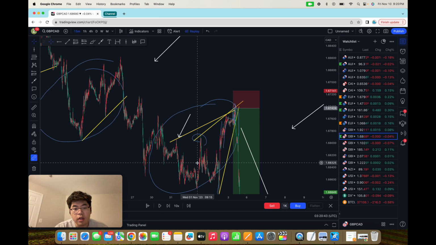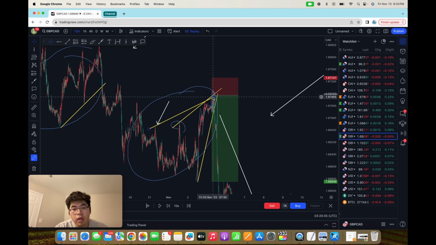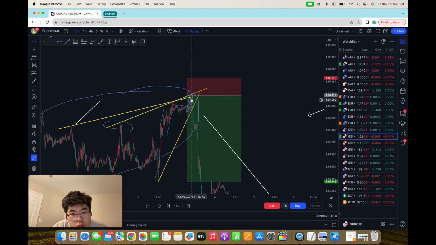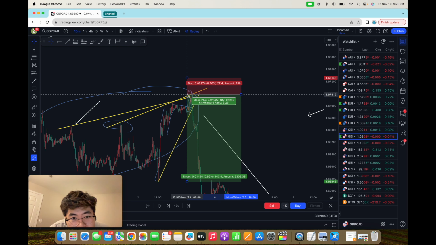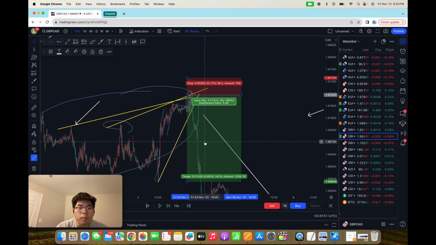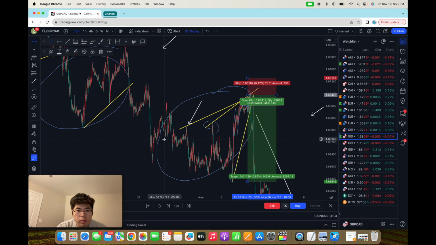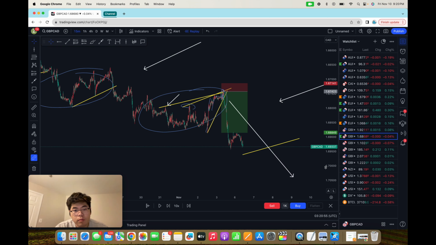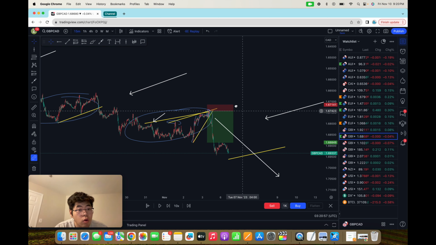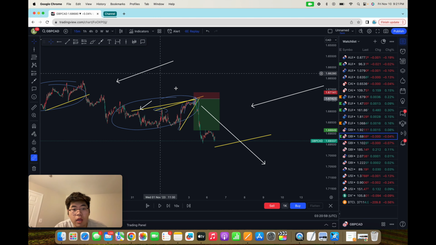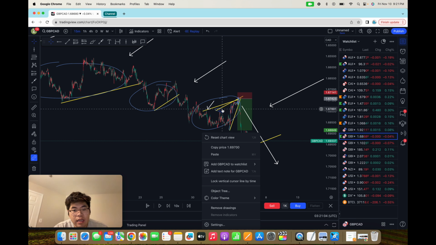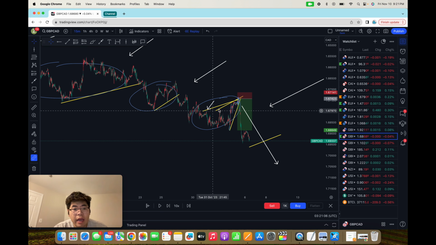It happened to consider this area as section 1, and we missed it by just a tiny bit, probably 1 pip, 2 pips. But that's fine that I missed it. At least we were able to read. See how we were able to read where it was going? It's just that our position to get in was bad.